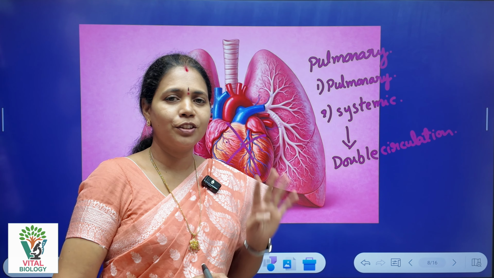Going towards their reproduction point of view, sexes are separate. The male individual and the female individual, the male animal and the female animal, are completely separate. Yes, based on some characteristic features, we can easily identify the male and the female also.